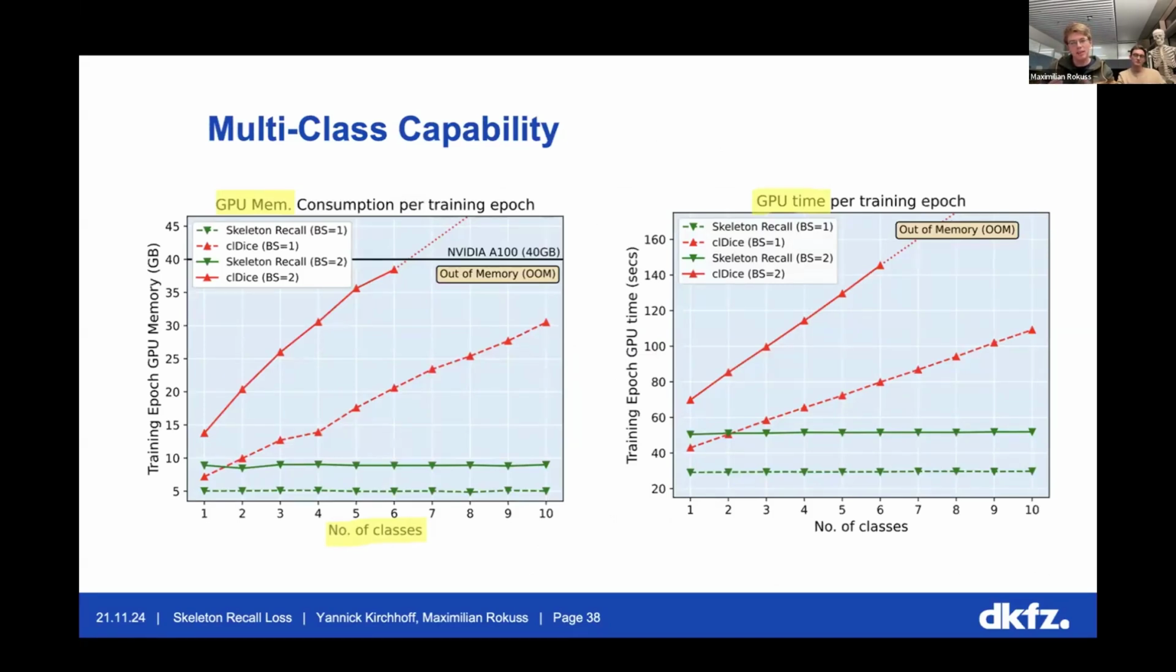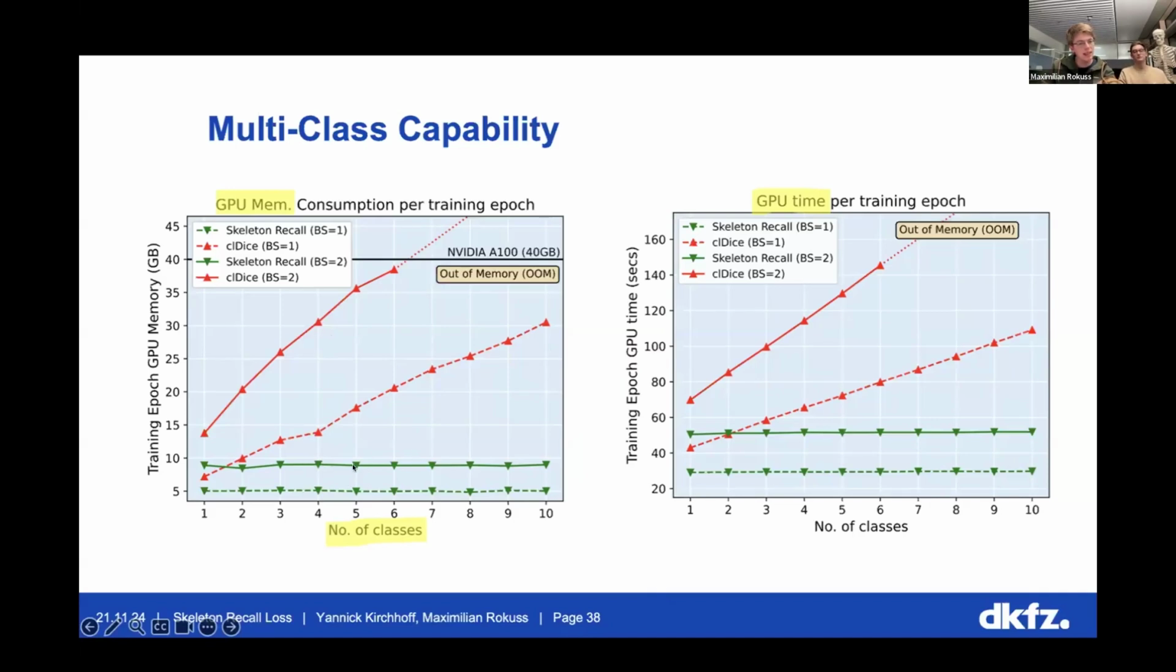So as I already mentioned, and as you've seen in the results table for the multi-class setting of TopCow, that was with 13 classes in total, CL dice loss completely went out of memory on the A100 GPU. And so we looked a bit more in detail at the resource utilization depending on the number of classes we have in our training. And we did it on TopCow, and you can see in these two plots the VRAM consumption on the left and the time per training epoch on the right, depending on the number of classes in our training set. And this is shown for batch size 1 and 2, but the details are not that important.